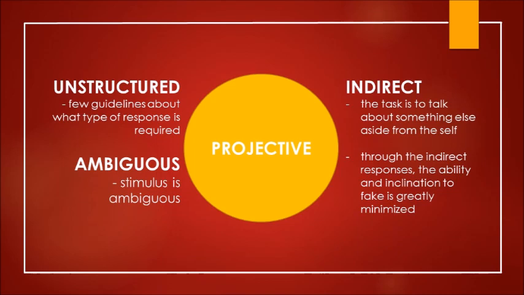As expected, projective methods are unstructured, meaning there are only a few guidelines about what type of response is required of the test taker. When it comes to the tests themselves, the stimuli used are ambiguous, and the tasks are indirect, meaning the test taker is asked to talk about something else aside from the self. So it does not give anything away to the test taker. Through these indirect responses, the ability and inclination to fake is greatly minimized. So we can say that it kind of solves the problem of self-report measures of personality.